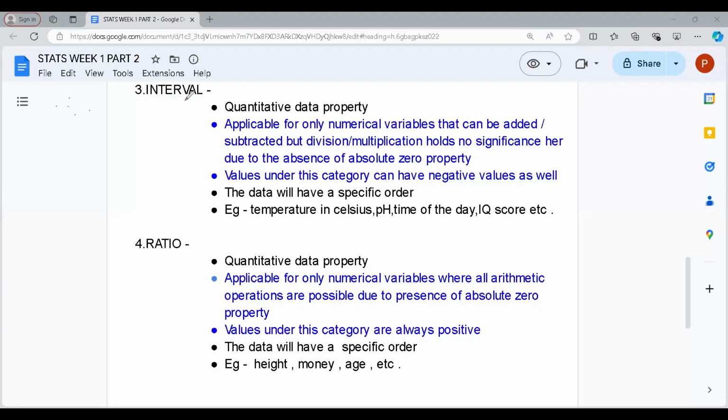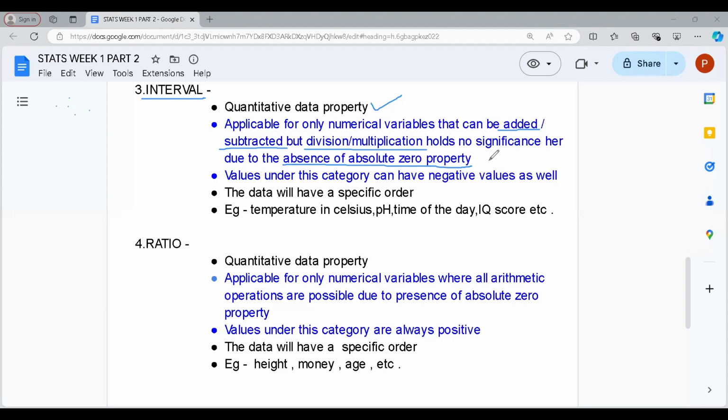So now with a basic understanding of the absolute zero property, let us try to understand our next two scales of measurement, that is interval and ratio. First, interval. It is a quantitative data property applicable only for numerical variables that can be added and subtracted, but division and multiplication hold no significance here due to absence of absolute zero property. So here our information becomes significant: in the interval scale of measurement, you will not have the absolute zero property.